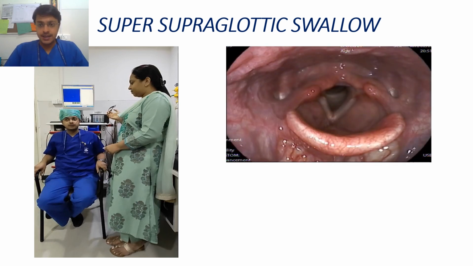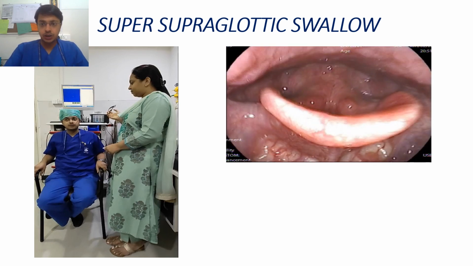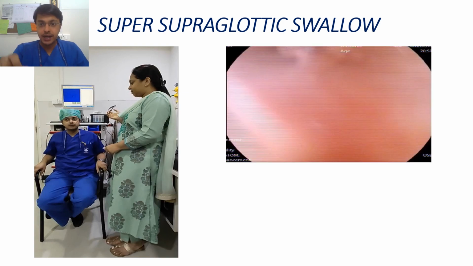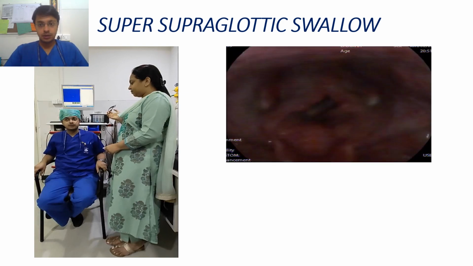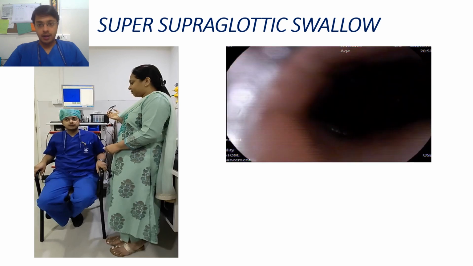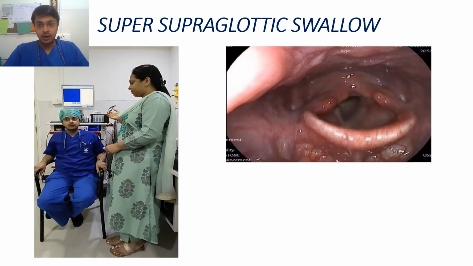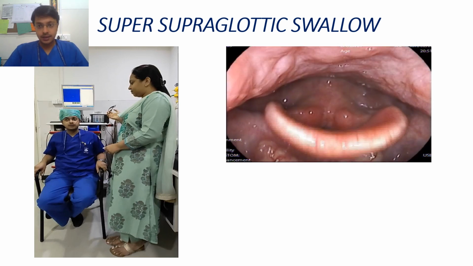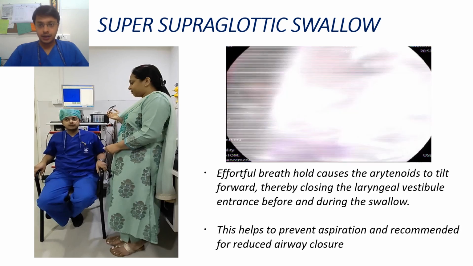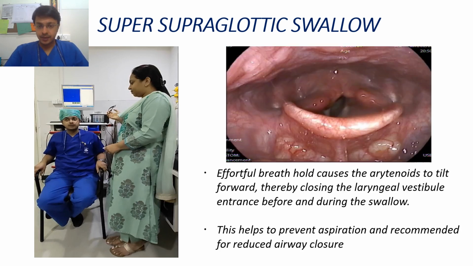Inhale. You can see, hold tight, exerting pressure right now, the endolarynx is completely concentrically closed. Once more. Inhale. This complete closure of the endolarynx will protect the airway against any aspiration. Effortful breath holding causes the arytenoids to tilt forward, leading to an anterior posterior contraction, thereby closing the laryngeal vestibule.